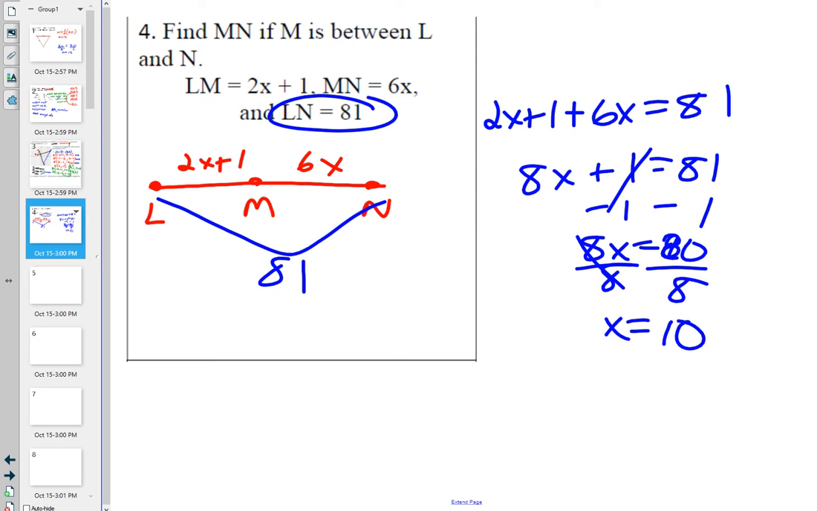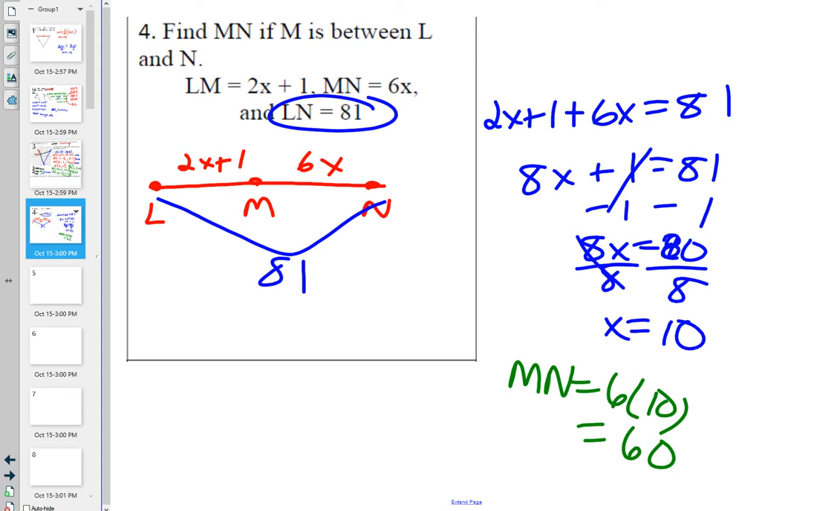Some of you made this mistake on a different type of problem, but some of you made this mistake on the test yesterday. I got x, but they weren't asking me for x. What were they asking me for? Yeah, MN. MN would be 6 times 10, which is 60.